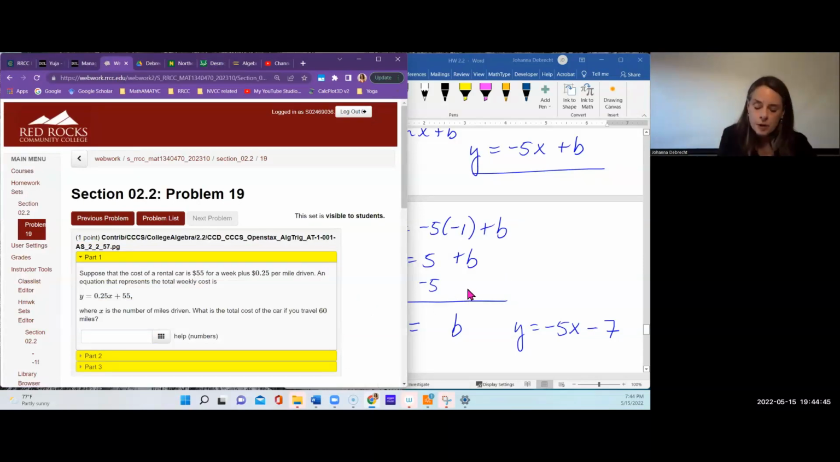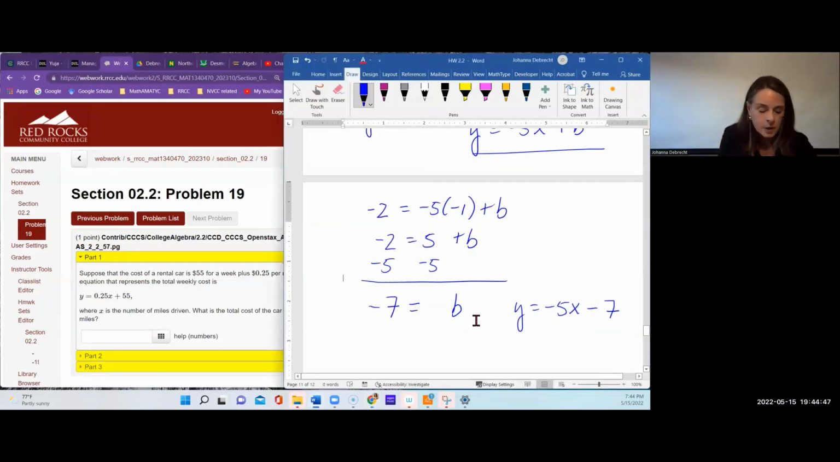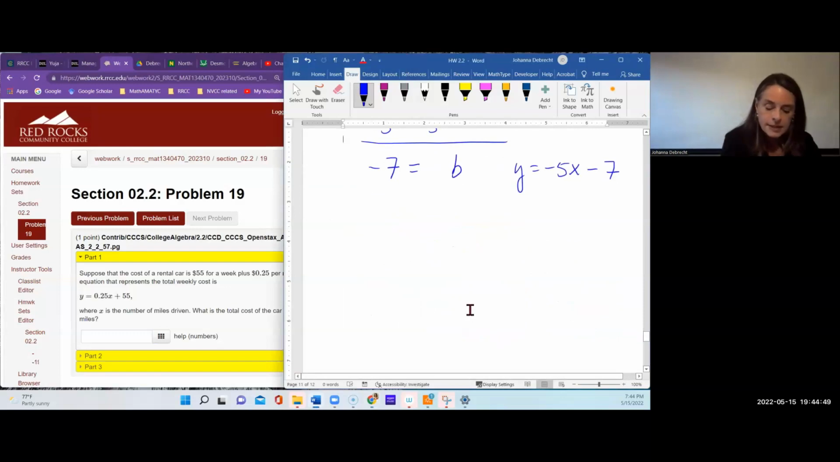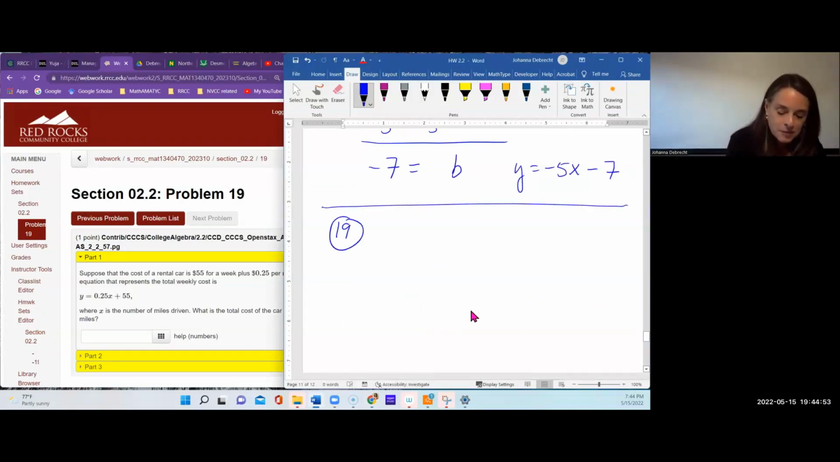The final problem is an applied problem. When we're looking at this problem, it's an application problem, which is just another way of saying it's a word problem. Let's read through it and see how to solve it.